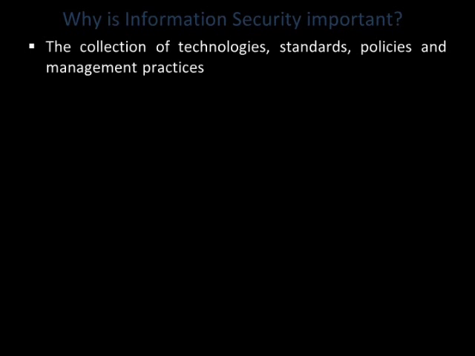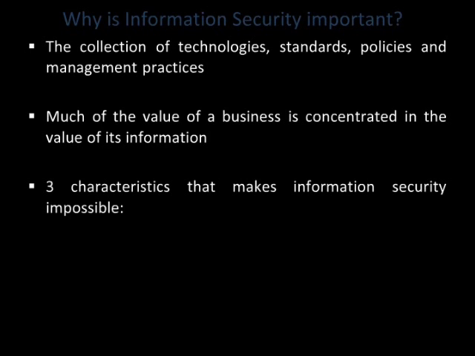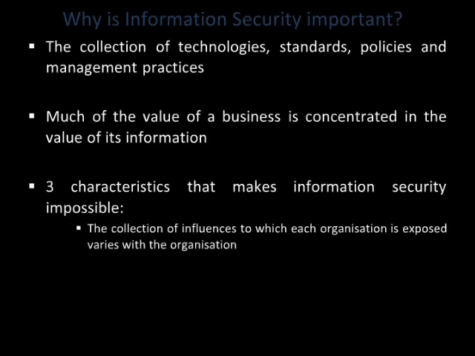It is vital to be worried about information security because much of the value of a business is concentrated in the value of its information. Without information, neither businesses nor the not-for-profit sector could function. There are 3 characteristics of information security that make valuing and protecting information difficult. The collection of influences to which each organization is exposed varies with the organization. That is, the information technology that it uses, its personnel, the area in which it does business, its physical location, all these have an effect on information security.